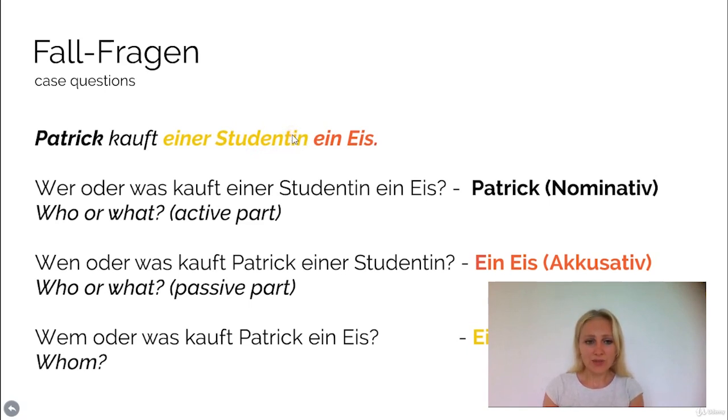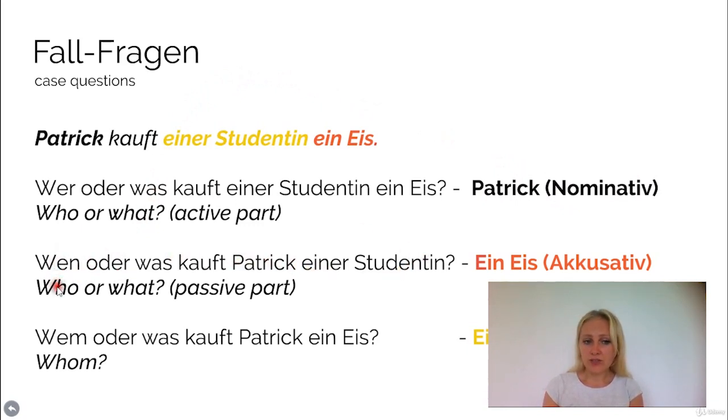So let's start with the case question for the nominative case. The case question for the nominative case is wer oder was, who or what. Right now we're asking about the active part. Wer oder was kauft einer Studentin ein Eis? Right? Who or what is buying the female student an ice cream? The answer is Patrick. And Patrick here is the subject, the nominative object. He's the active part.